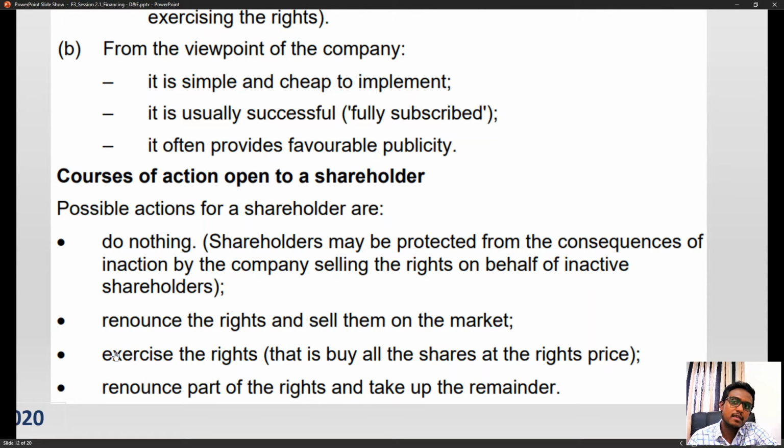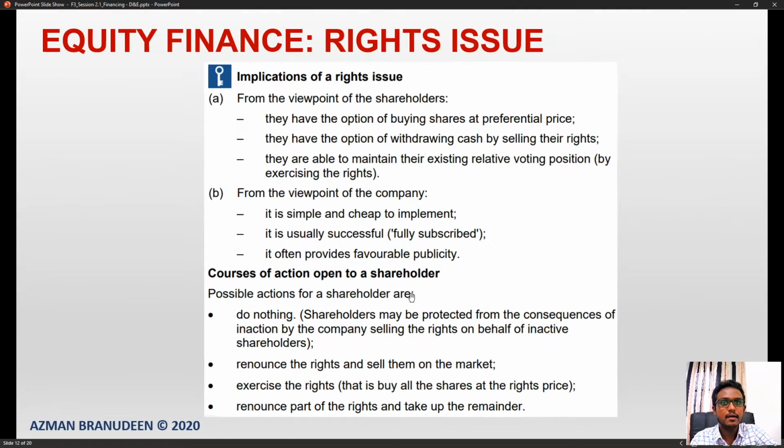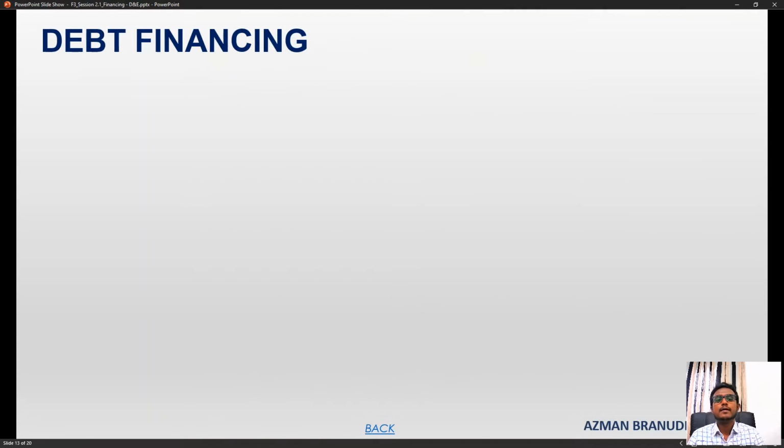You can exercise the rights, that is, buy all the shares at the rights price, right? So this is what will happen if you decide to use your rights. You can renounce part of the rights and take up the remainder. So you can be partial about it, right? 50% you exercise, 50% you renounce. These are, I would say, ideally 4 options available for a shareholder, and this is existing shareholders we are talking about, right? We are not talking about new shareholders. We are talking about existing shareholders who already have a certain amount, and on their ownership proportion, these rights are being provided. And that brings us to debt financing.